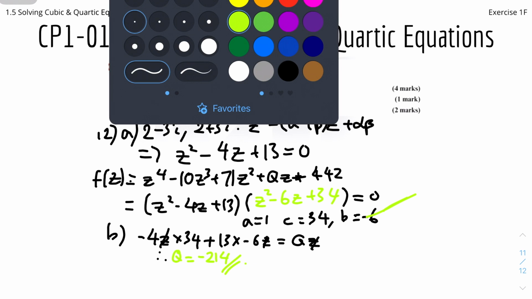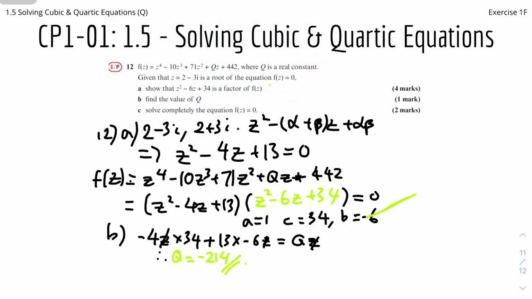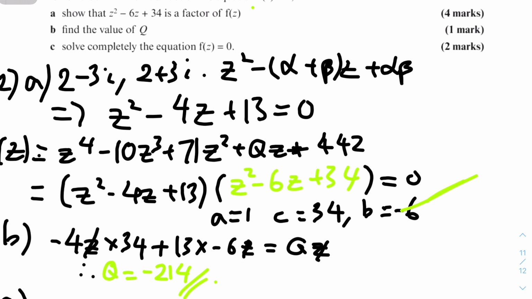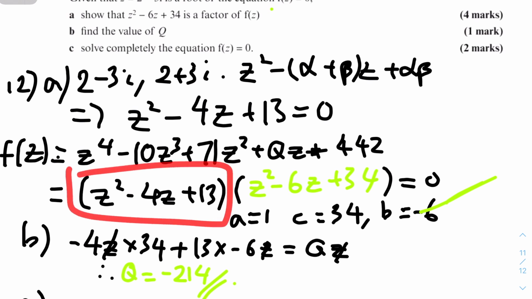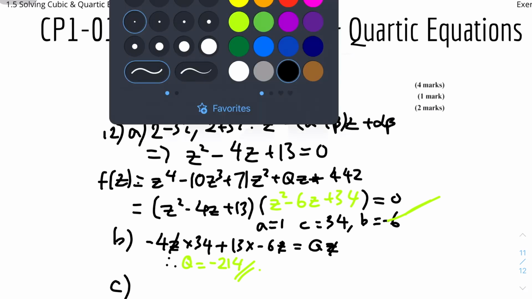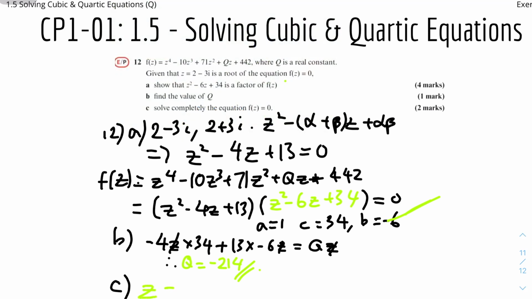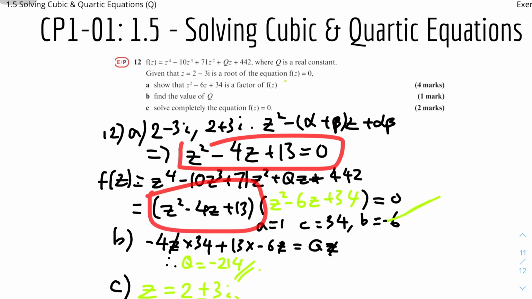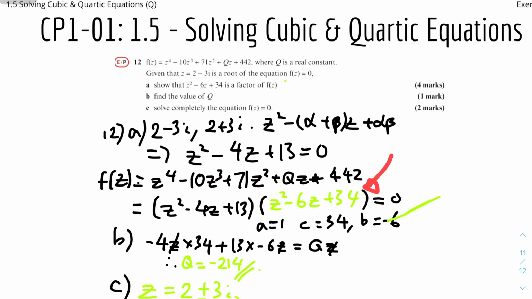And lastly, solve the complete equation f of z equals 0. So we have f of z equals this right here and this right here. So we know from the original equation that 2 minus 3i and 2 plus 3i are already the roots that we're given. So I'm just going to write it down as z equals 2 plus or minus 3i to save some time. And we know that this 2 minus 3i and 2 plus 3i is for this equation right here. That means we have to find the roots of this equation here.